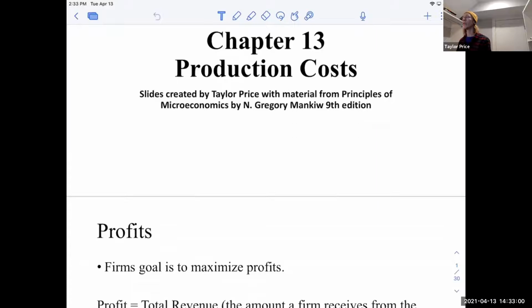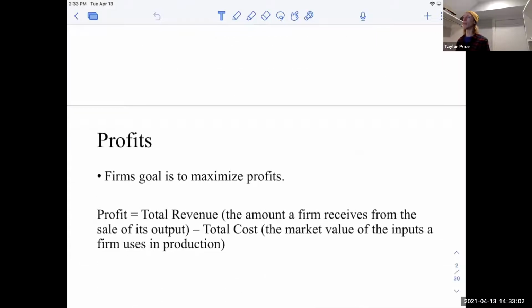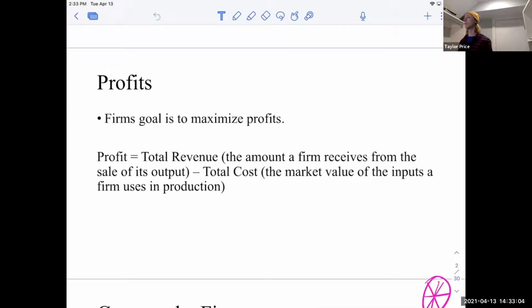And so the first thing we want to think about when we're thinking about production costs are profits. Profits are ultimately the goal of a firm. Ultimately, the goal of any company is to make money, and so presumably the ultimate goal of companies is to maximize their profits. Profit is a very simple calculation, and we can see right here that it's just the total revenue minus the total costs. And that's how we get the profit for a firm.